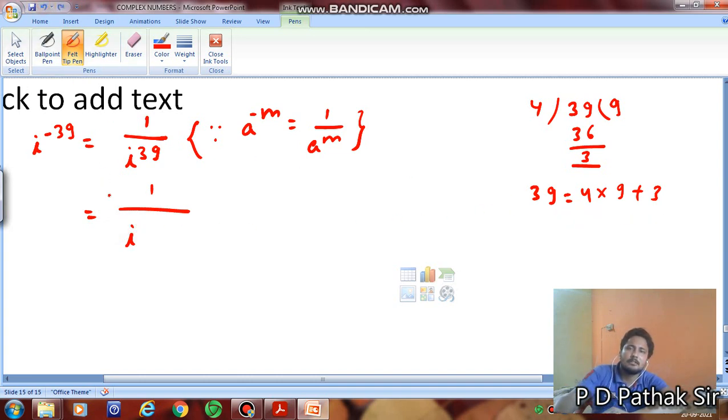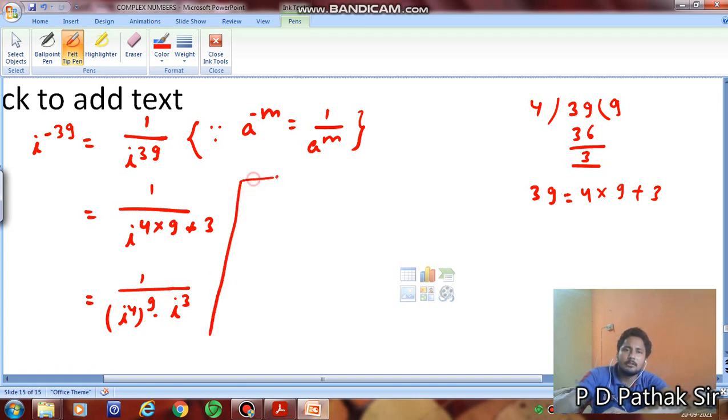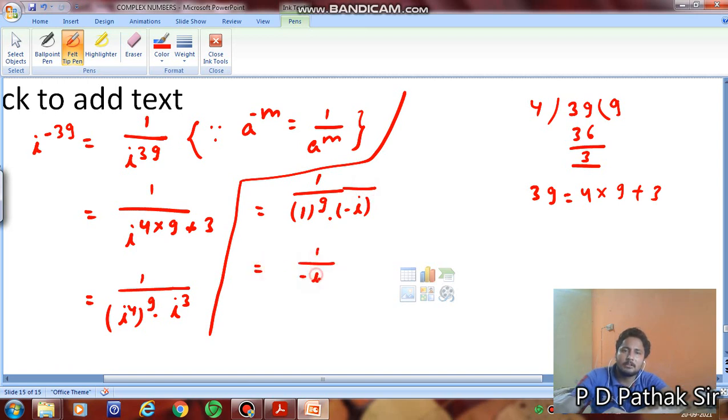So write 4 into 9 plus 3, or you can write 1 upon iota to the power 4 to the power 9. Like the previous question, we can write it as i cube, or again on solving we will get 1 upon 1 to the power 9 into iota cube, which is minus i. The answer is 1 upon minus i, or minus 1 upon i.